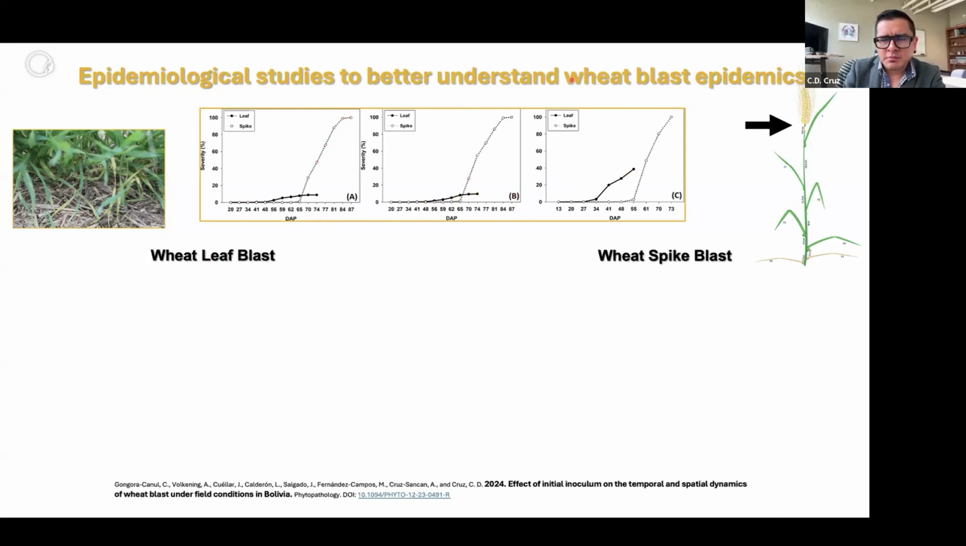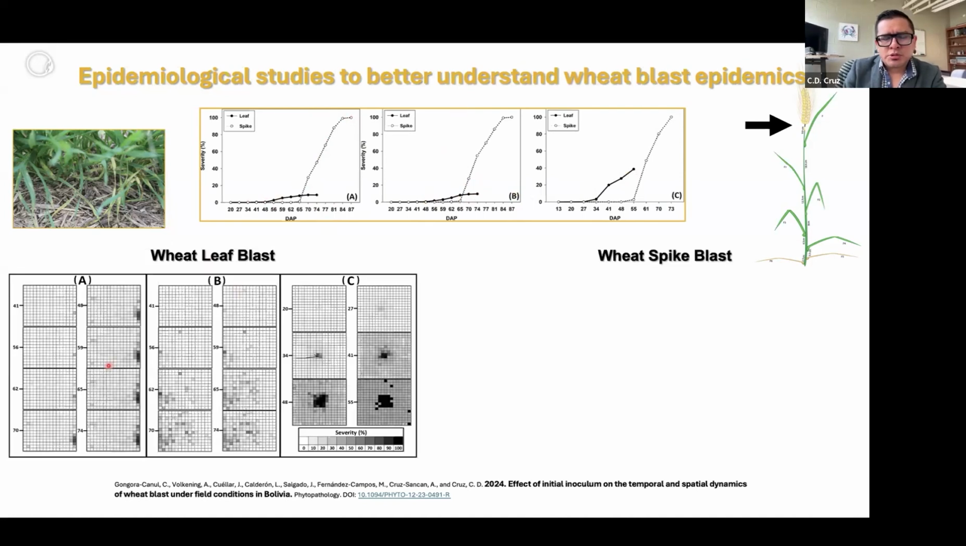We have three different epidemics, three locations, same cultivar. But we also included a spatial description of what was going on in each of those locations. For the leaf blast development, you see that there's a continuation, from day 41 after planting all the way up to 74 in this case.